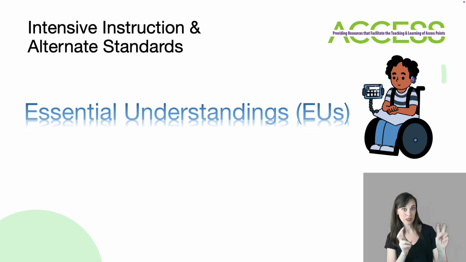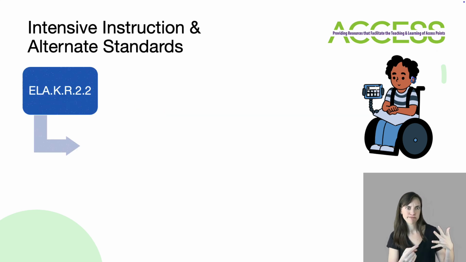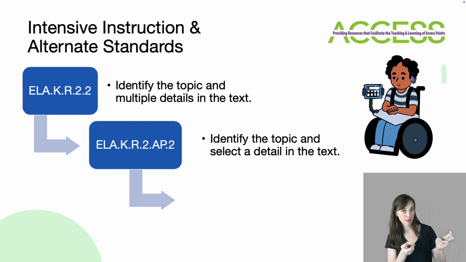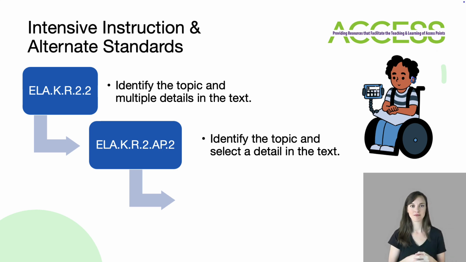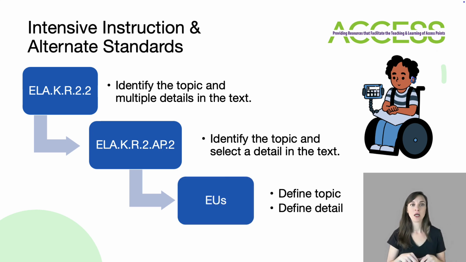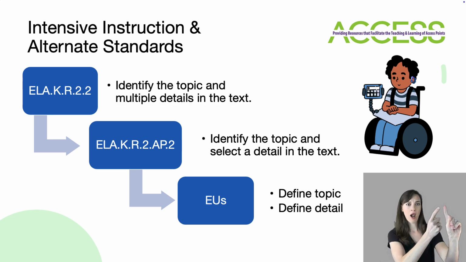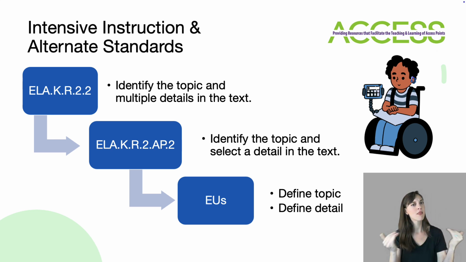For example, a grade level standard for kindergarten reading states, identify the topic and multiple details in the text. The access point standard states, identify the topic and select a detail in the text. The EUs state, define topic, define detail. EUs are prerequisite skills and knowledge leading to mastery of the access point. EUs provide a variety of entry points where a student may begin to interact with grade level content. They can be used to intensify instruction for students on access points to complete tasks.